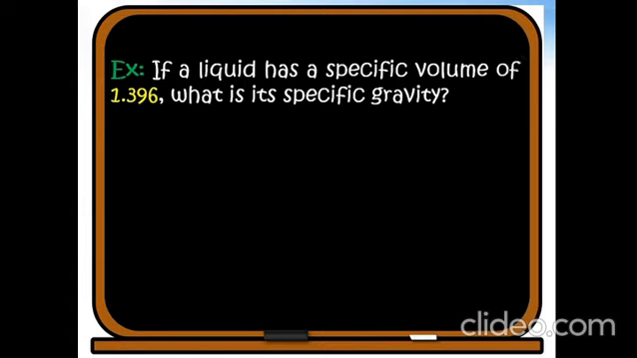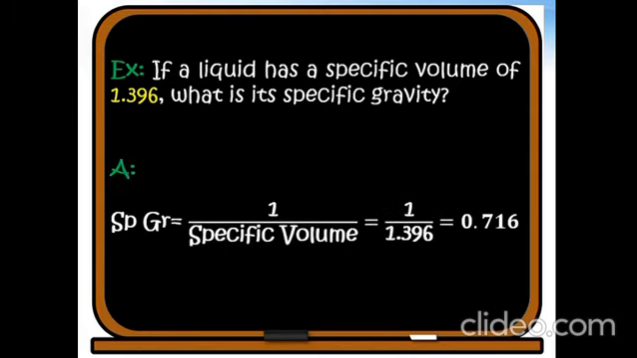Another sample question. If a liquid has a specific volume of 1.396, what is its specific gravity? Same idea. You know the specific volume, and you need to figure out the specific gravity. You use 1 divided by that, and you get the specific gravity of this liquid is 0.716.